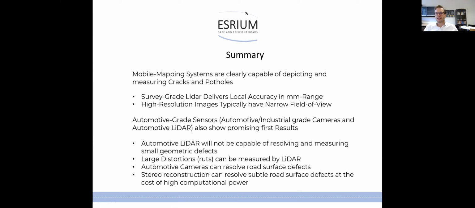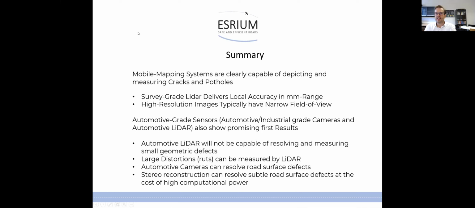In contrast to that, the lower grade system with automotive sensors regarding cameras and LiDAR also shows promising first results. The LiDAR will actually not be capable of resolving and measuring those very subtle and small geometric defects, but it can capture large distortions like ruts on the surface with the LiDAR alone. Stereo reconstruction is a complementary technology there and adds higher depth resolution.